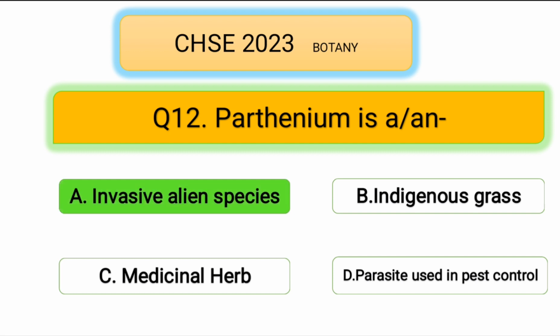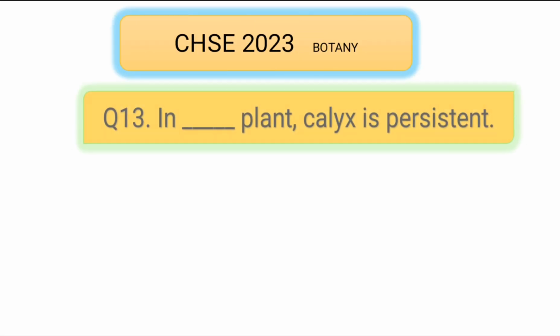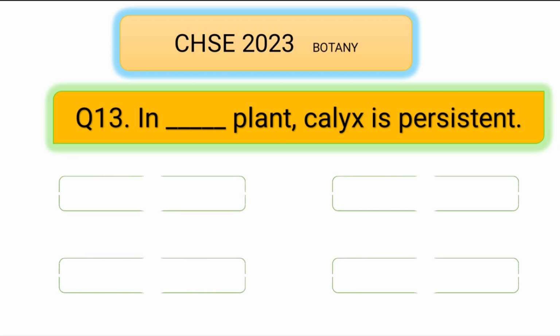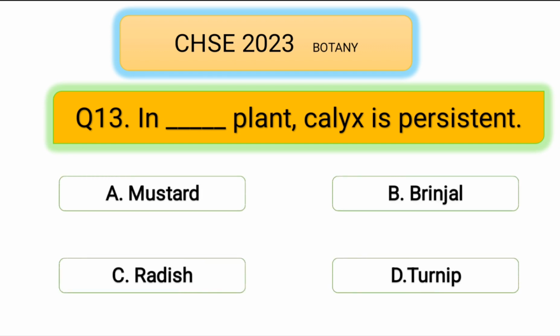So the next question is, in which plant is the calyx persistent? The options are mustard, brinjal, radish, then the last one is turnip. So the answer is brinjal.